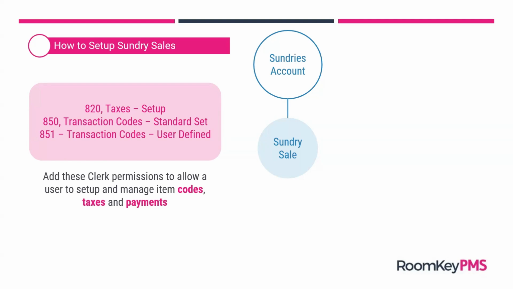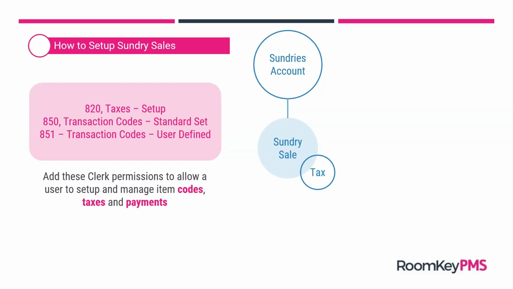So when you create the transaction code Sundry Sale, you'll connect it to the revenue account, GL account in this case, Sundry's account. And then you also have the option to attach a tax to the transaction code as well. So the tax tells Roomkey that it's going to be an additional amount or additional tax associated with that specific transaction code. In this example, I have just a 10% tax that is applied to the sundry sale transaction code.